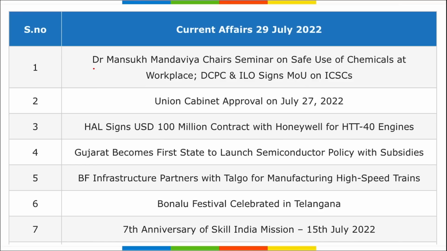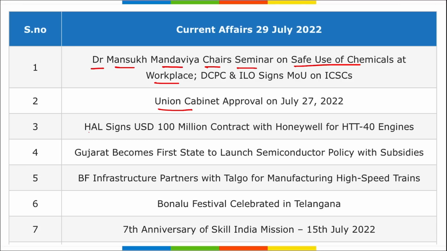Now we will be quickly revising all the current affairs in one go. Dr. Mansukh Mandviya has chaired the seminar on safe use of chemicals at workplace. Union cabinet approvals, some projects were approved, and in this union cabinet approvals, one of the events that you have to remember is FIFA Under 17 Women's World Cup India 2022 will be the 7th edition of the biennial youth tournament that will include 16 teams including India. It will be the first ever FIFA women's competition to be hosted by India, that is FIFA Under 17 Women's World Cup.